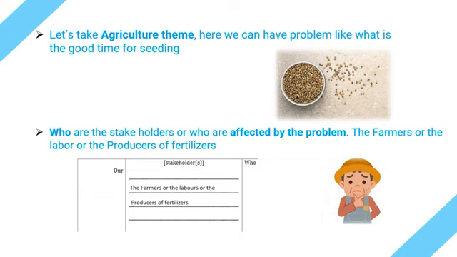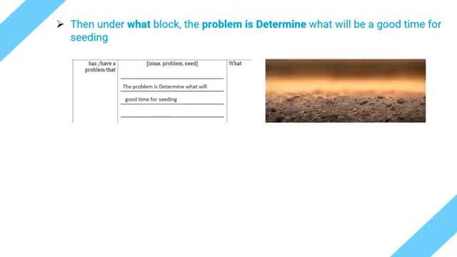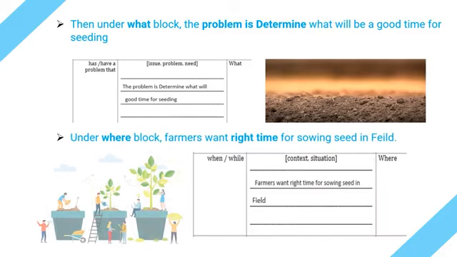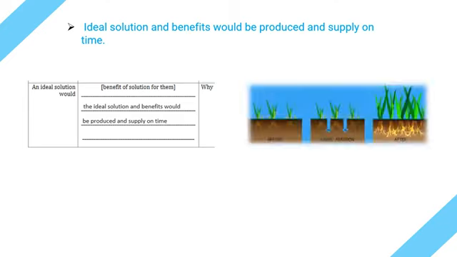So first, who are the stakeholders or who are affected by the problem? In this we can write the farmers, the laborers or the producers of fertilizer. Then under the what block we can write the problem is to determine what will be a good time for seeding. Then under the where block we can write farmers want the right time for sowing seed in the field. And the ideal solution and benefits would be produce and supply on time.